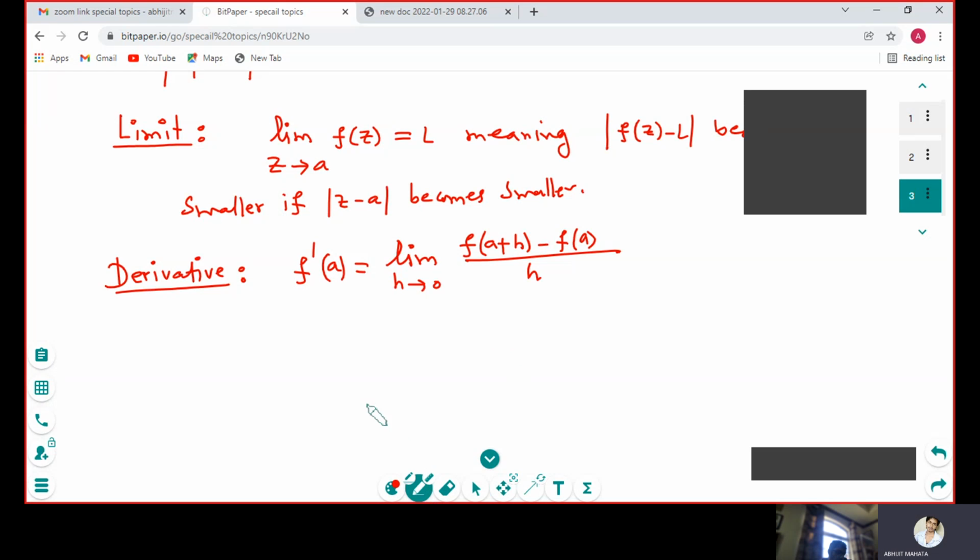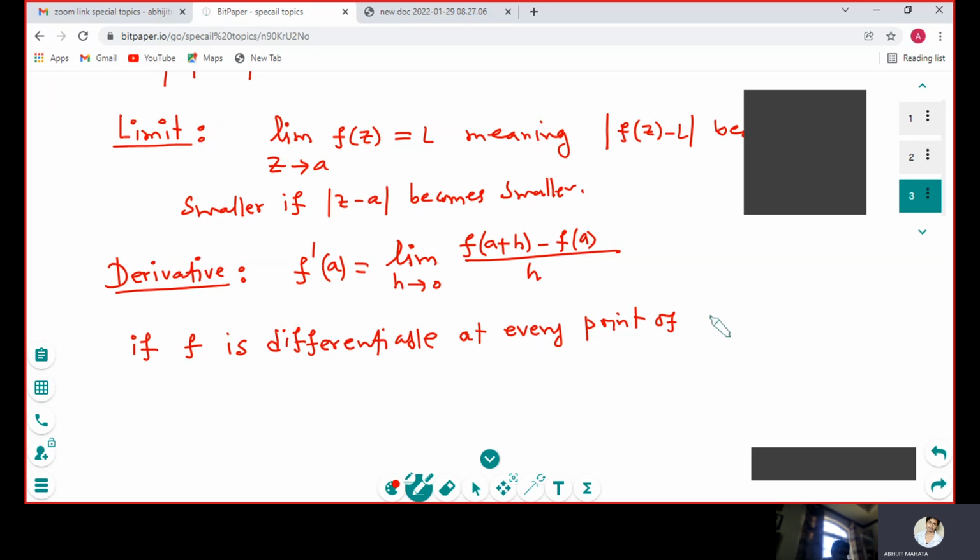Of course, one thing: if f is differentiable, this means the derivative exists, at every point of a domain D, then f is called a holomorphic function on D.